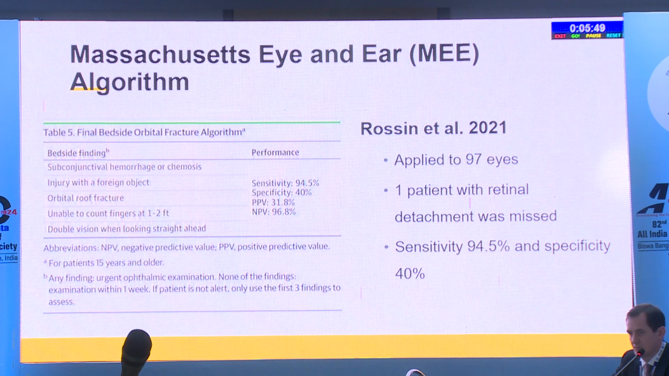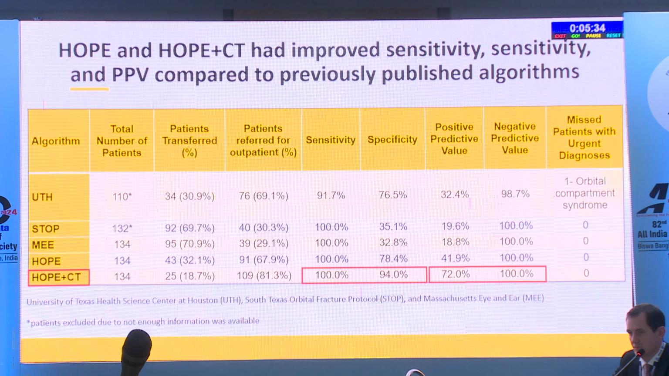Massachusetts Eye and Ear also had an algorithm that had a bedside exam component to things. They applied it to about 100 eyes. It had a really good sensitivity, but not so great of a specificity for emergent ocular injuries in the setting of fractures. So when we took our cohort from 2019 and ran the numbers with the other algorithms compared to ours, the HOPE CT seemed to do the best, right? Very sensitive, very specific, and it had a good positive predictive value as well as negative predictive value. So we were pretty excited about that.